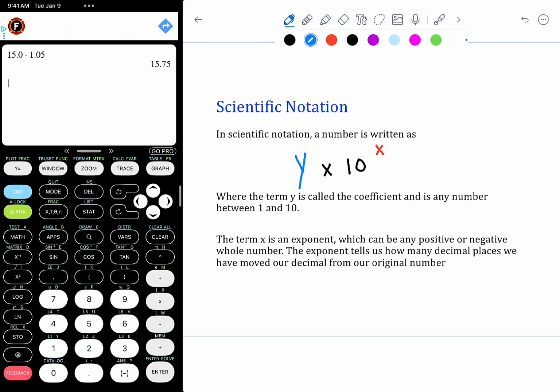Y is called the coefficient and is any number between 1 and 10. The term x is an exponent, which can be any positive or negative whole number. And this exponent tells us how many decimal places we have moved our decimal from our original number. So this notation tells us how we can go from a small number or a really big number and write it in a simpler way.